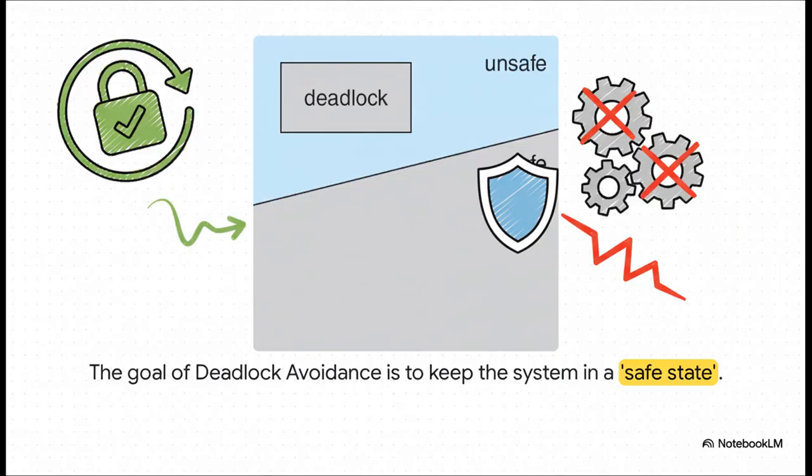Let's dig into that avoidance idea for a second. The whole goal is to keep the system in what's called a safe state. A safe state just means there's always at least one path forward where every program can finish its job without getting stuck. An unsafe state doesn't mean you have a deadlock, but it means you could get one. So, these avoidance algorithms check every single request for a resource to make sure that saying yes won't push the system into that danger zone.